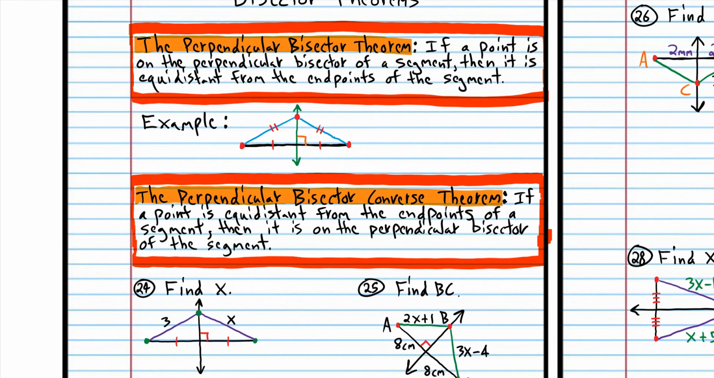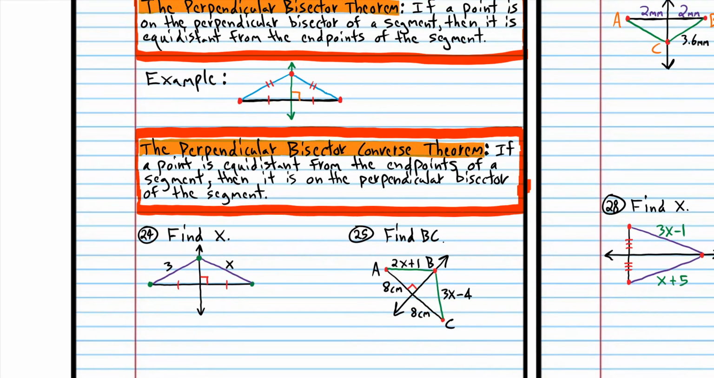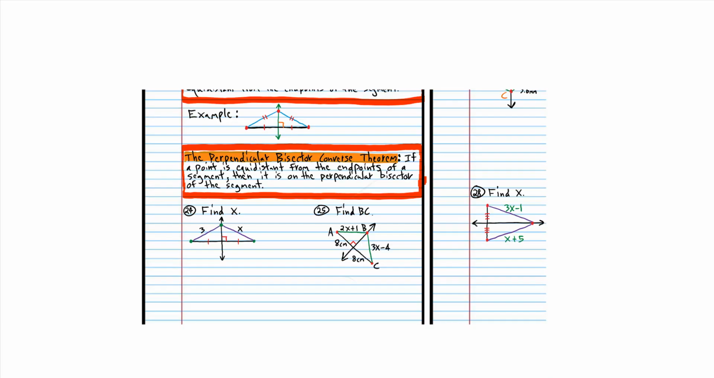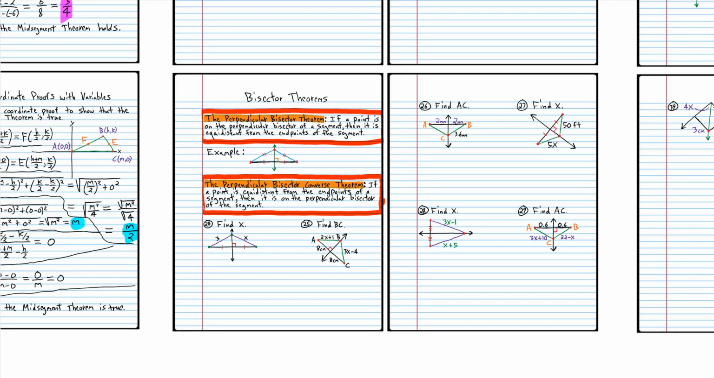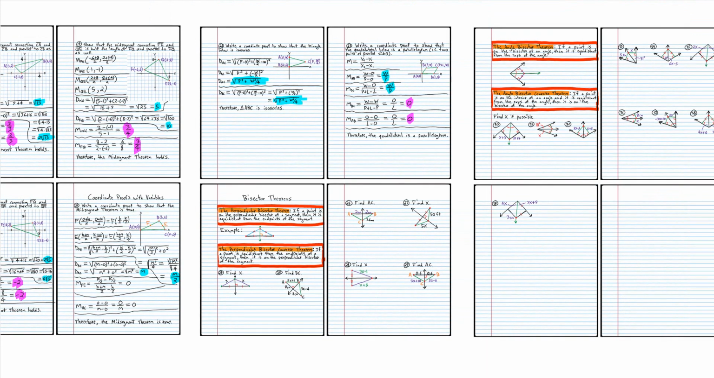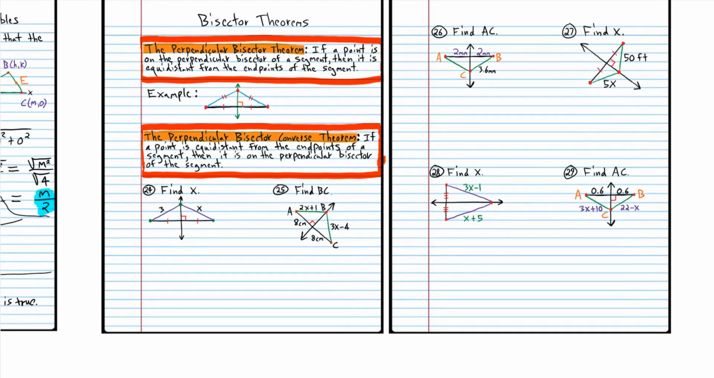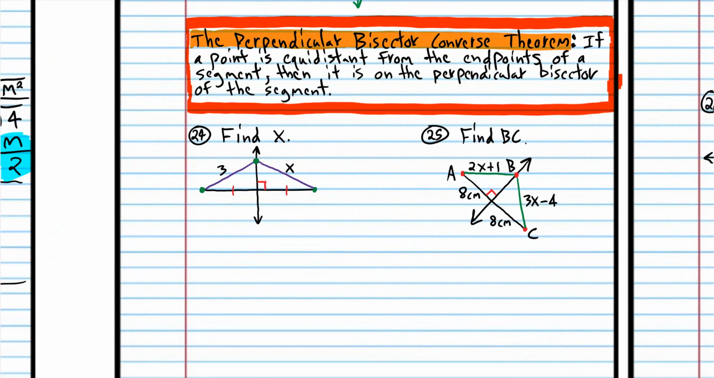Now it turns out the converse of that is also true. If a point is equidistant from the endpoints of a segment, then it is on the perpendicular bisector of the segment. We're not really going to use the converse too much in this class today. So you might be thinking, well, what in the world does all that mean? Well, let's just do some practice problems and you're going to see exactly what it means.